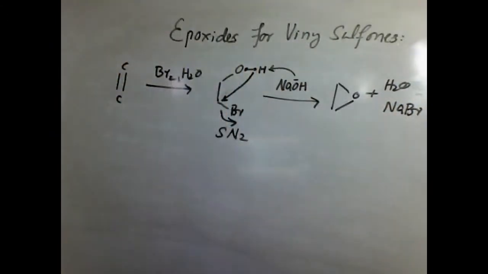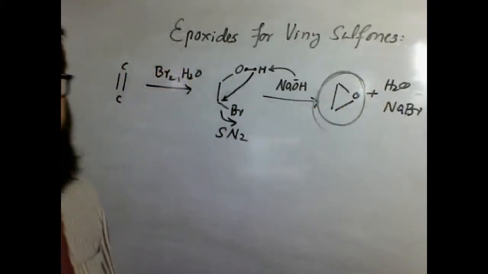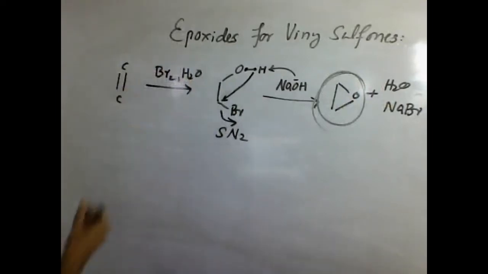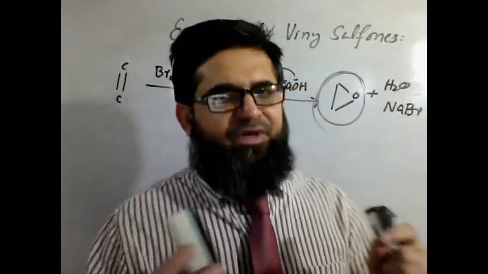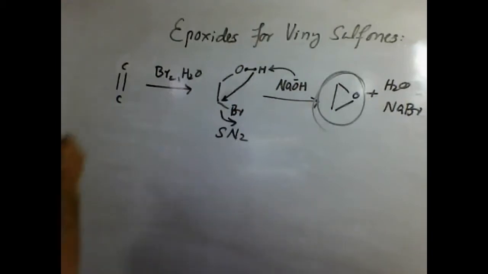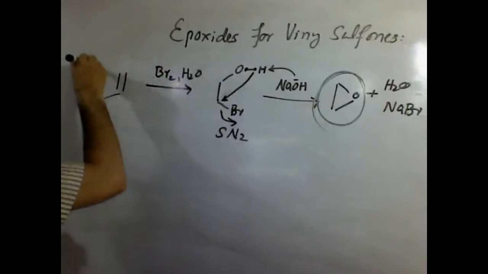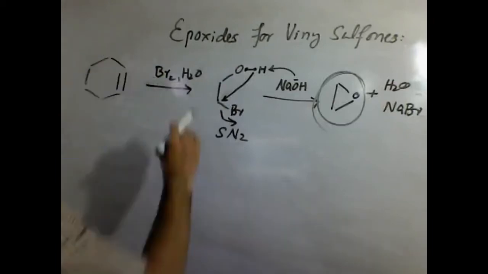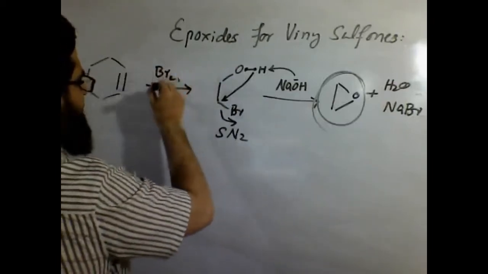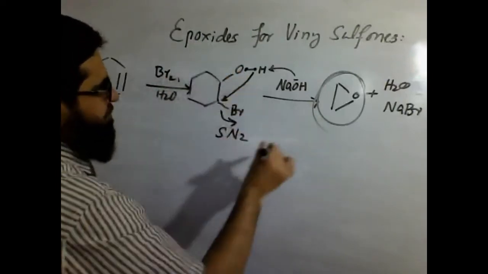So this is how this epoxide is generated from an alkene. An alkene could be of any type. Let's say it's a simple alkene, or it's part of a ring structure like a 5-membered, 4-membered, or 6-membered structure. Accordingly, one can draw the structures.